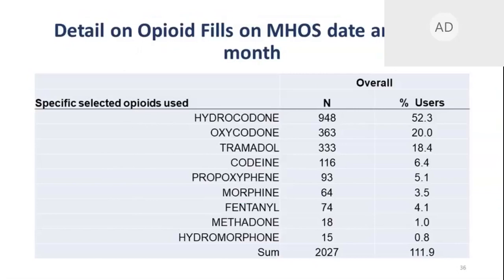This just gives you a list of the specific opioids that were used, with the highest being hydrocodone and oxycodone, names that are commonly heard in the news. So this just gives you a sense. We didn't find that there were differences between the cancer and non-cancer samples in terms of the types of opioids that were being used.